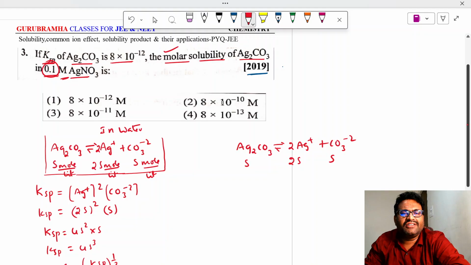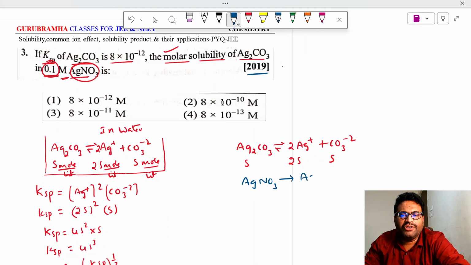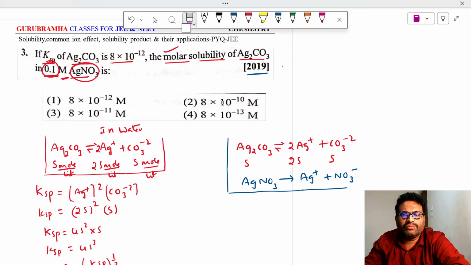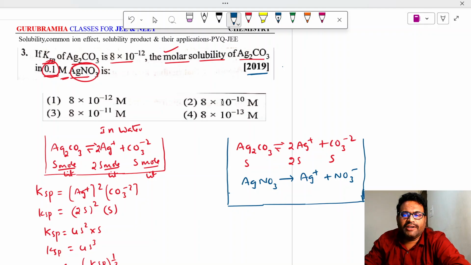Along with this, there is also AgNO3. Who is there in the solution? AgNO3. AgNO3 is a strong electrolyte. It dissociates into Ag plus and NO3 minus. So now in the container, both of these salts are present. One is sparingly soluble, Ag2CO3, whereas AgNO3 is a strong electrolyte and dissociates completely.